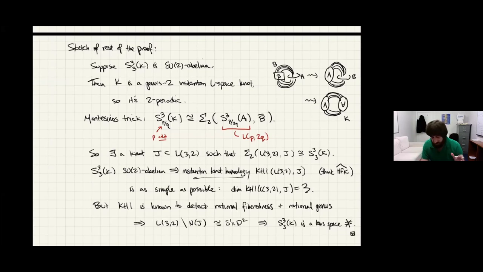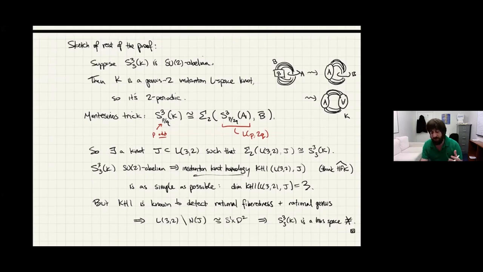Maybe let me just mention briefly what happens when you try to generalize this to other slopes that are strictly less than 5.